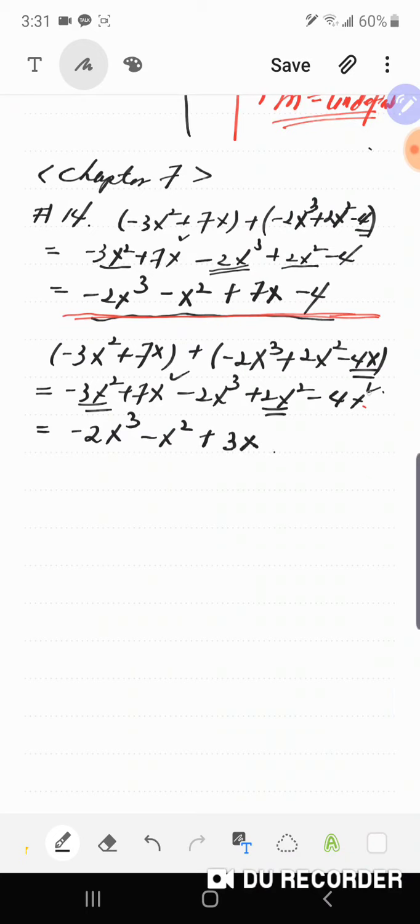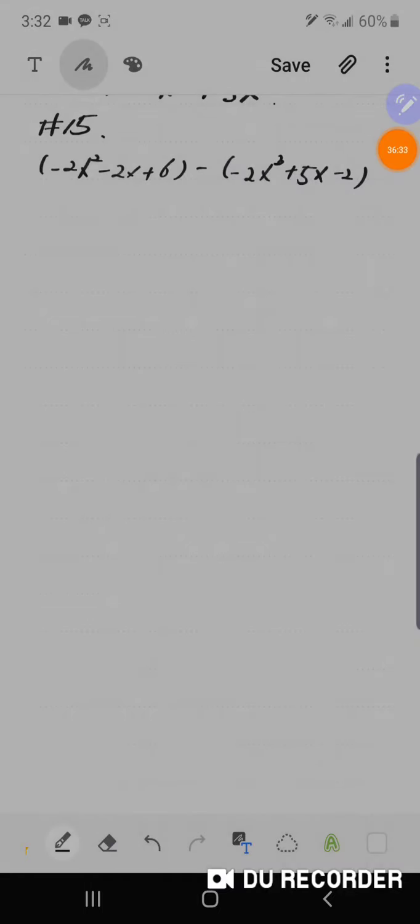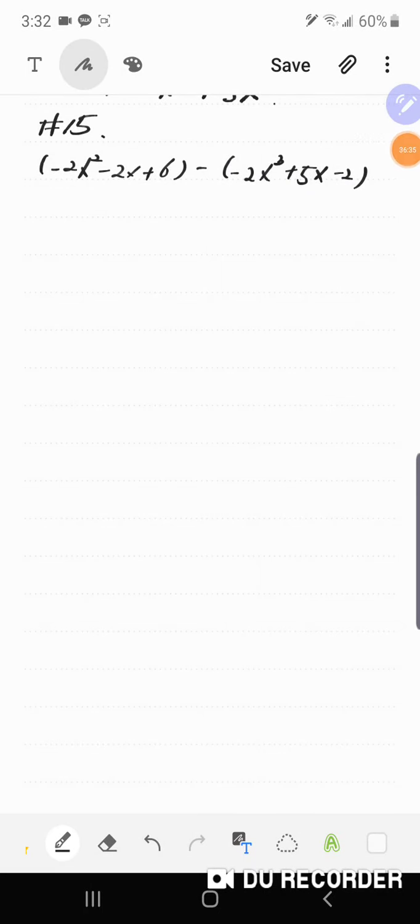Okay, so let me erase this. Okay, number 15 is a subtraction. So when we subtract polynomials, we have to be careful. The first polynomial is just, actually this is 1. 1 means you're multiplying each term in the parentheses by 1. So there is no change in the terms for each polynomial.